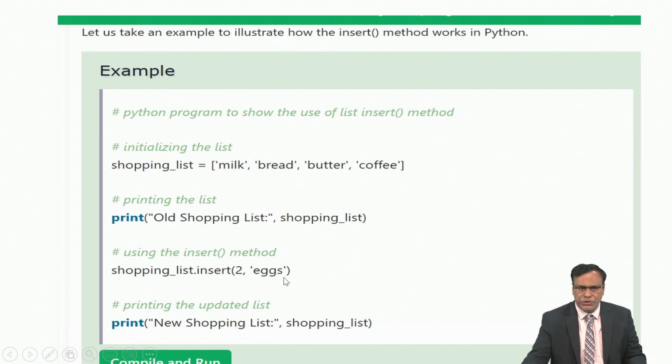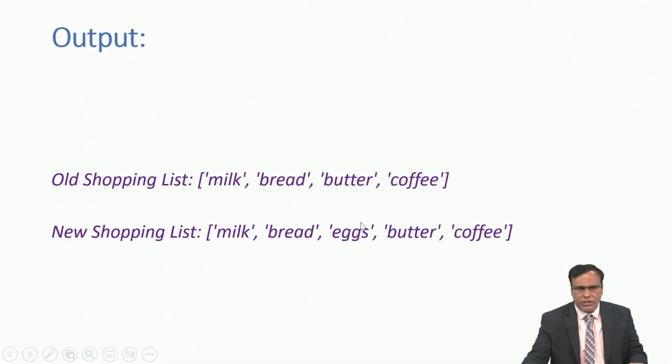Using this insert function at position 2, you are going to add eggs. So what will happen? The butter and coffee are going to move 1 position ahead. Right now in the original list they are in positions 2 and 3. After adding eggs at position 2, the butter and coffee are going to move 1 position ahead, so they will be in positions 3 and 4 respectively. So this is how you can insert an item into a list at a desired position.